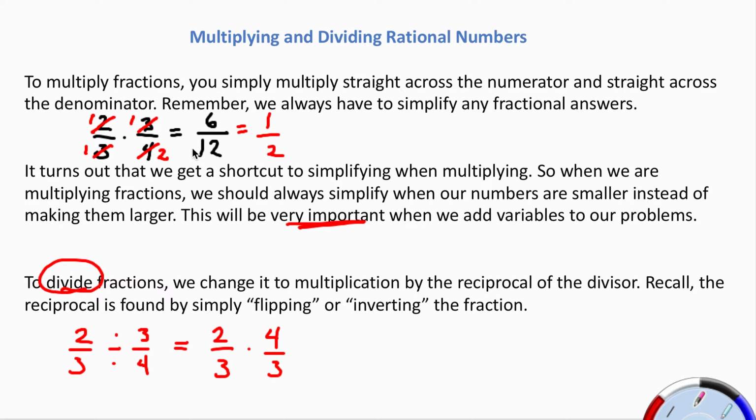Multiplying, you multiply straight across. Divide, copy, dot, flip. And then it's a regular multiply. You multiply straight across. Okay? We only can simplify in the problem in multiplication. We have to wait until this is multiplication before we simplify. I could not have simplified when it's a division problem.